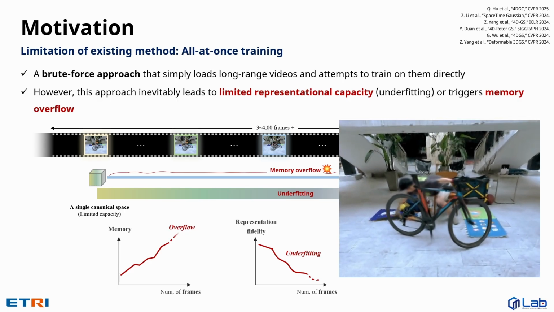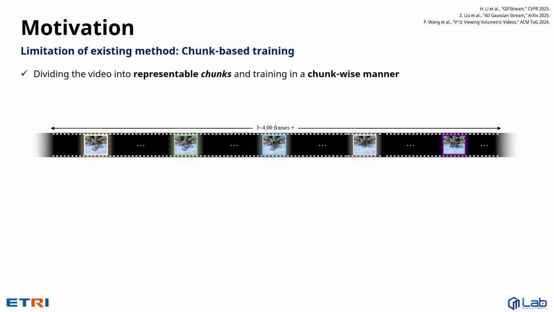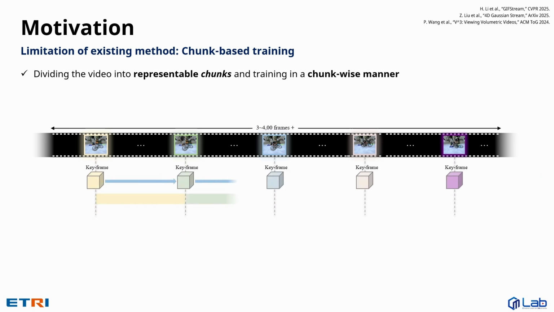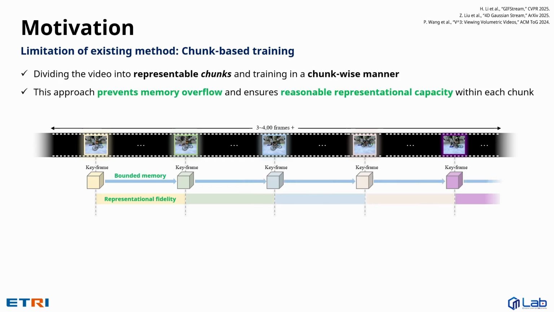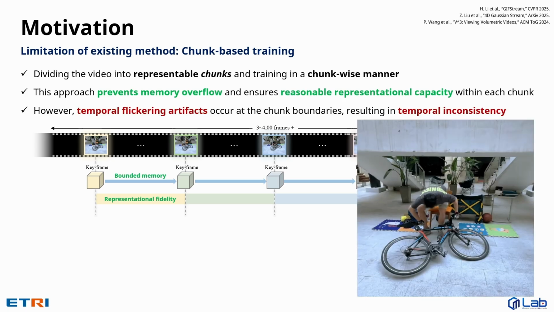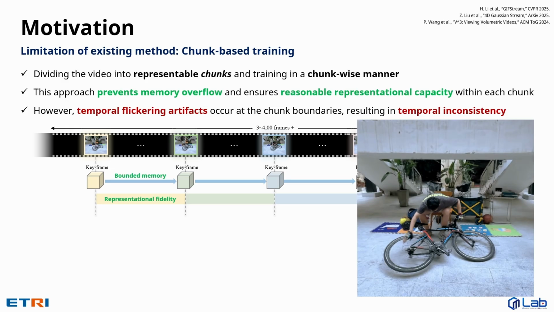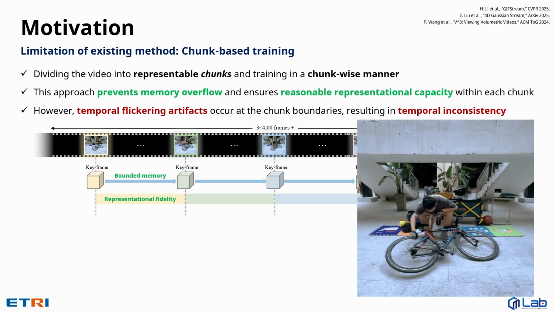However, as the video becomes longer, this unified representation easily leads to either memory overflow or limited representational capacity, resulting in underfitting. The second approach is chunk-based training, which divides the video into smaller chunks and trains them separately. This avoids memory overflow and maintains reasonable capacity within each chunk. However, it often produces temporal flickering artifacts at chunk boundaries, which degrades temporal consistency.